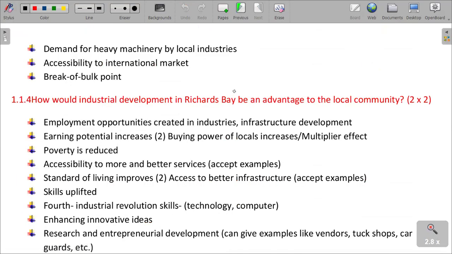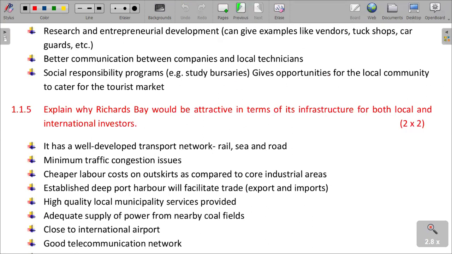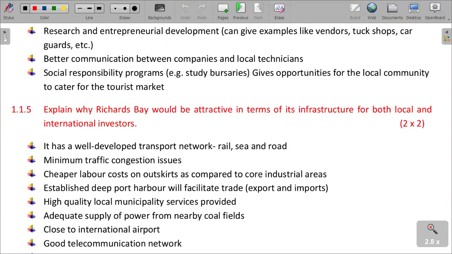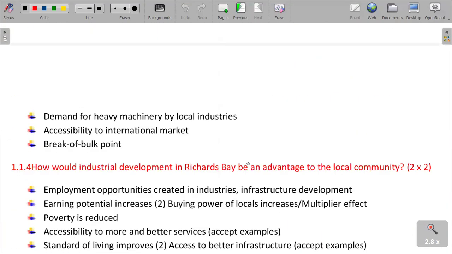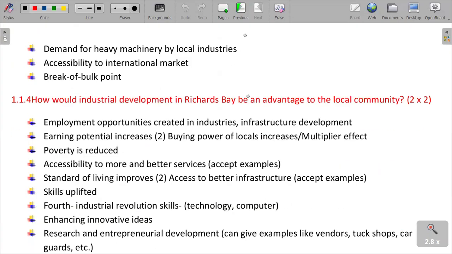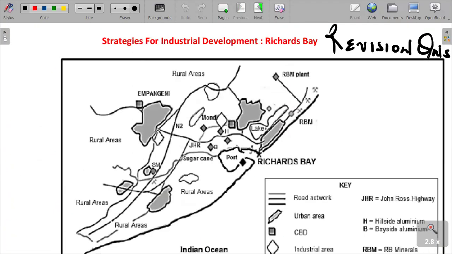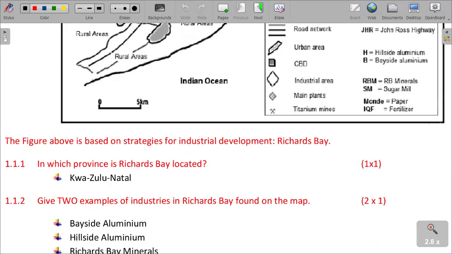How would industrial development in Richards Bay be an advantage to the local community? Explain why Richards Bay would be attractive in terms of infrastructure for both local and international investors. These are some of the answers that are in the previous videos that we discussed, but just to keep us in context, let's answer these questions quickly. This is the map we are given, under revision questions on South African development strategies. The figure is based on strategies of industrial development, specifically on Richards Bay.